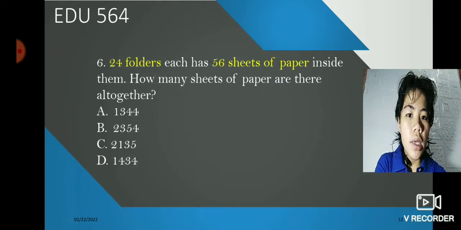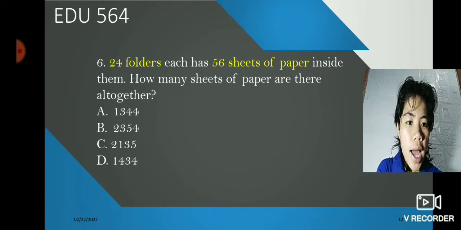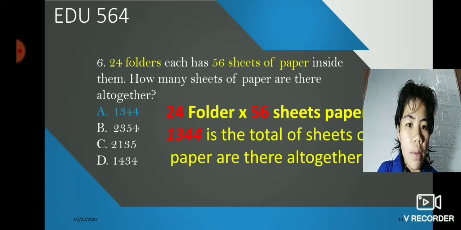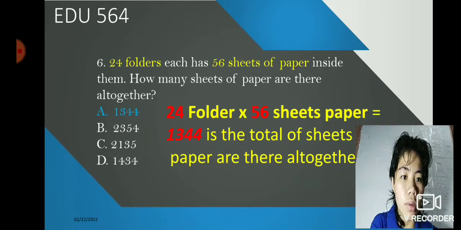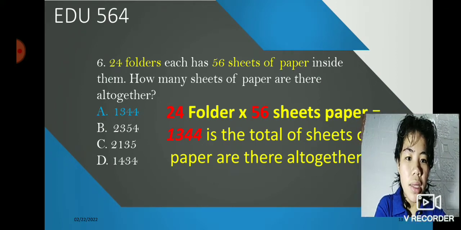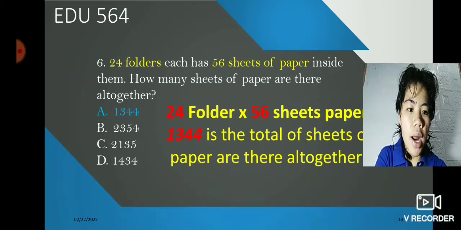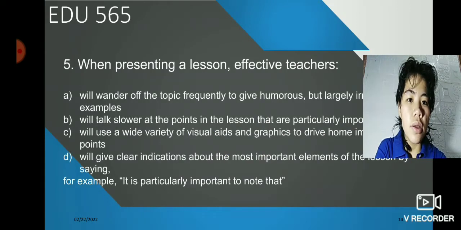Next is, 24 folders each have 56 sheets of paper inside them. How many sheets of paper are there altogether? So, the answer here is A, because the 24 folders, we will just multiply by the 56 sheets of paper, with a total of 134 sheets of paper altogether. Okay, next is in Edo 565.